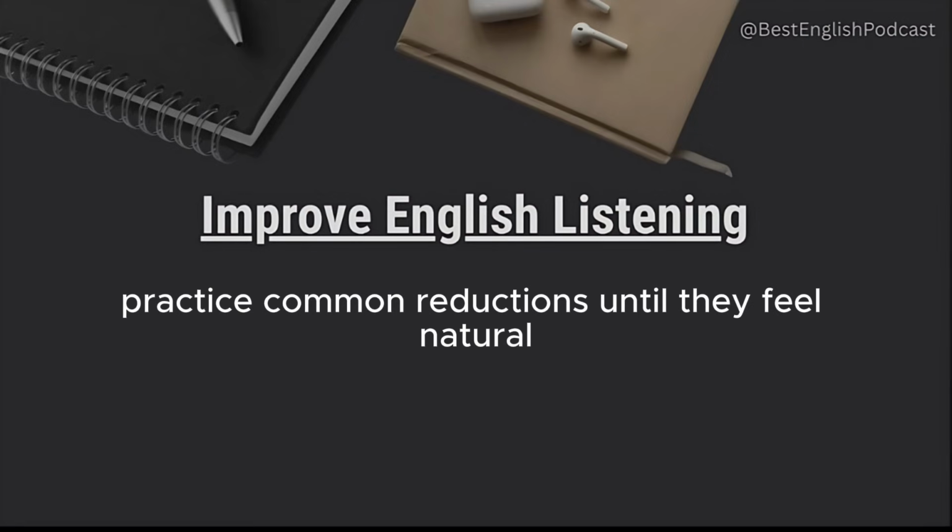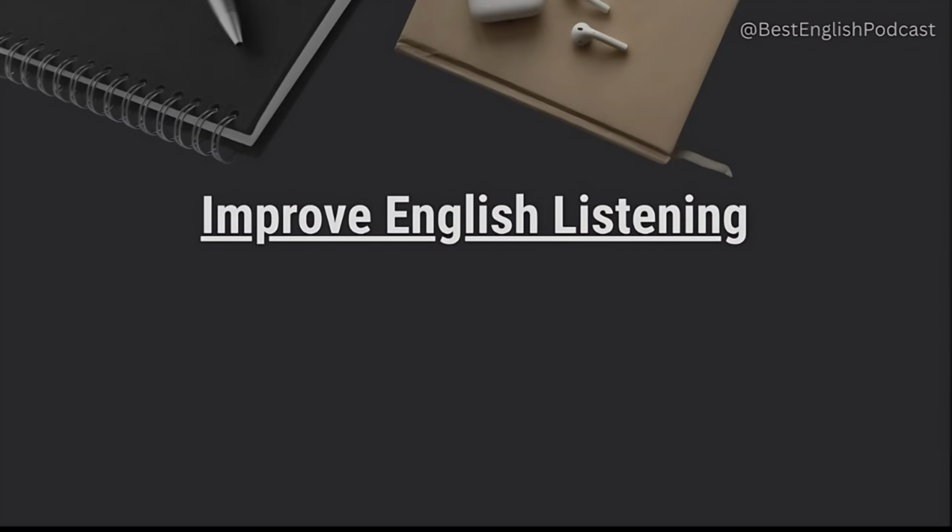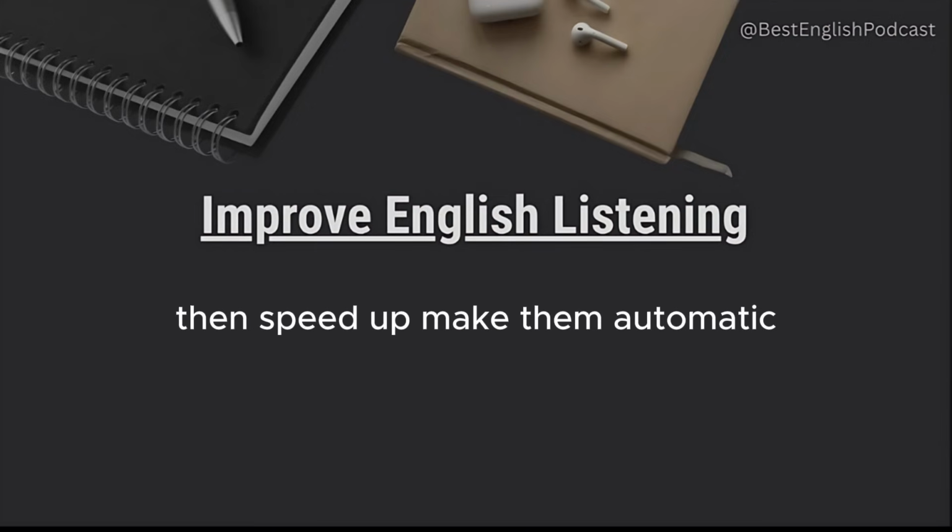Practice common reductions until they feel natural. Say these out loud. "I'm gonna," "I am going to." "I wanna," "I want to." "I gotta," "I have got to." "Do you?" "What do ya?" "What do you?" Start slow, then speed up.